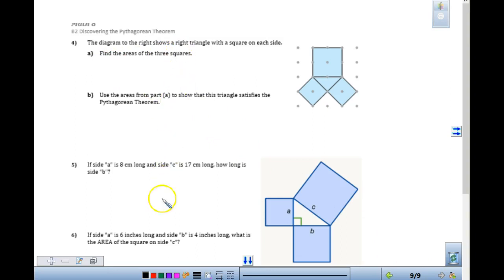Number 4, on the top of the next page, you got 4, 5, 6, and 7. They're asking you, find the areas of the 3 squares. So you might think of here as your right angle. This is side A, this is side B, this is side C. So you need to find the area of A. Write it right below. The area of B. The area of C. You got to count the squares like we did earlier. Then it says, use the Pythagorean theorem to show that. Okay, so your homework is this page.